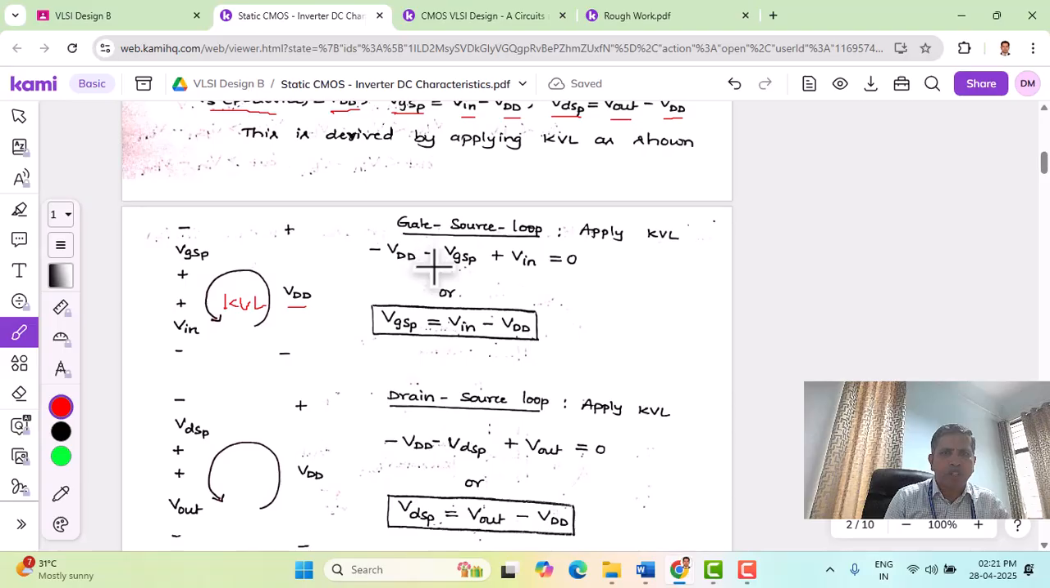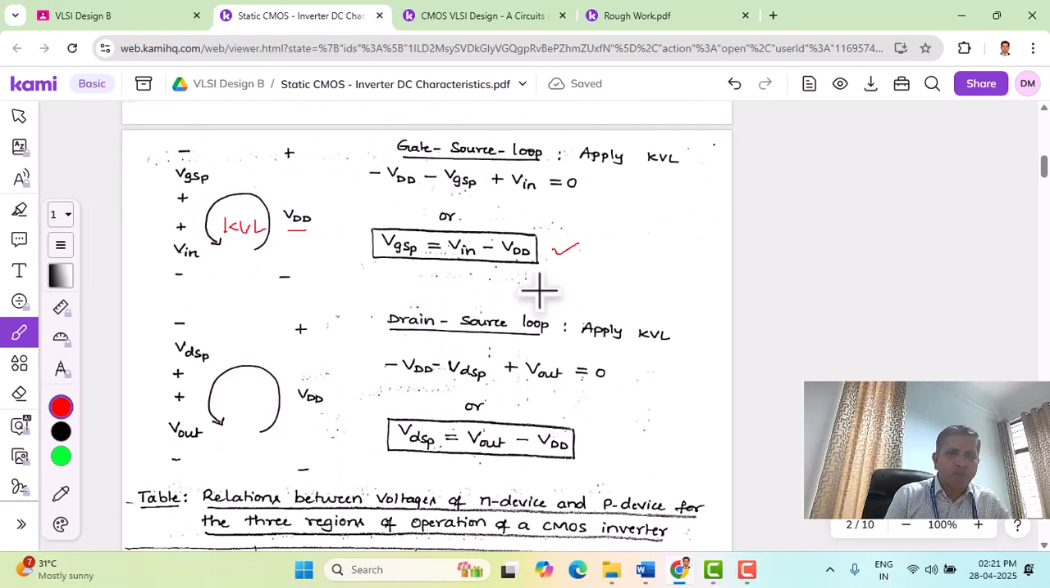So we get an expression like minus VDD, we move in this direction, minus VGSP plus Vin, which is input voltage, equals 0. If we rearrange these terms, we get VGSP, gate to source voltage of PMOS device, equals Vin minus VDD. This is the expression that I had written directly earlier, and now we have derived the same expression. Next, to obtain the expression for VDSP, let us consider the drain source loop.